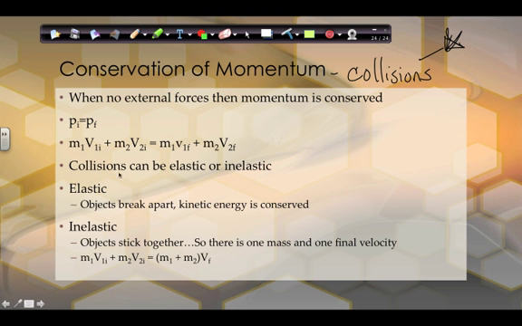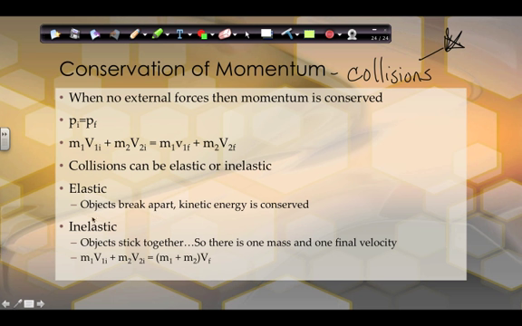Your collisions can either be elastic or inelastic. In elastic collisions, the objects are going to break apart and go off in different directions. The kinetic energy will be conserved in a perfectly elastic collision. So if there's no outside force, then you will have a total conservation of kinetic energy.